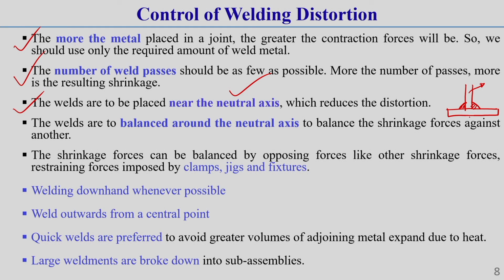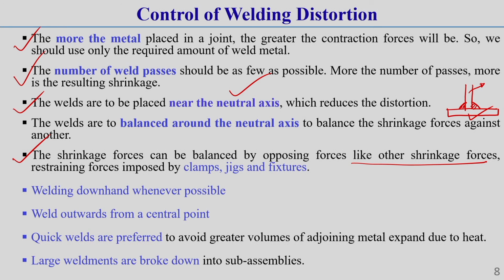Due to this, in these types of T joint, generally we will get less deformation. So, instead of one side fillet welding, if we use both side fillet welding simultaneously, then we can get a balanced type of welding. Okay. So, here the distortion or shrinkage forces generally balance each other, and the distortion is minimized. Now, the shrinkage force can be balanced by opposing forces like other shrinkage forces. What I am telling, understand?